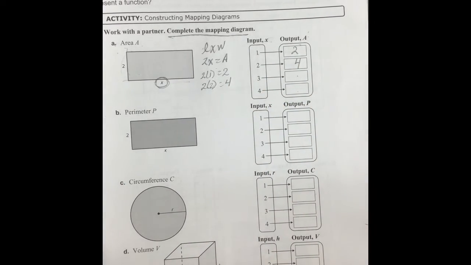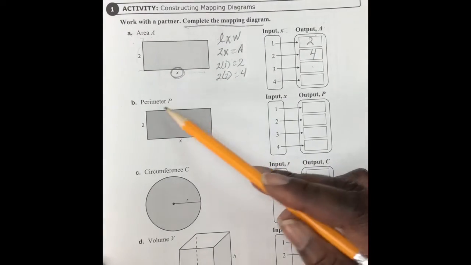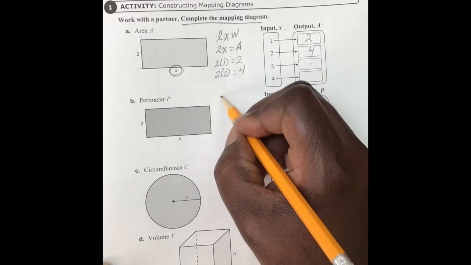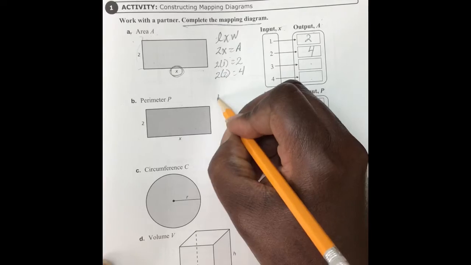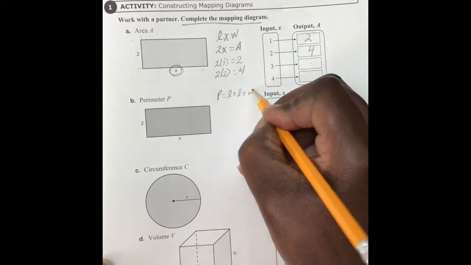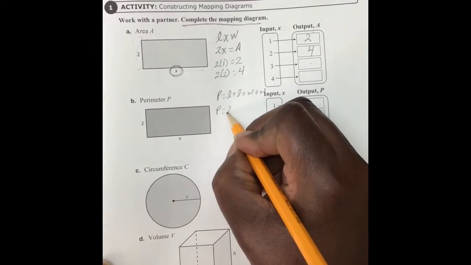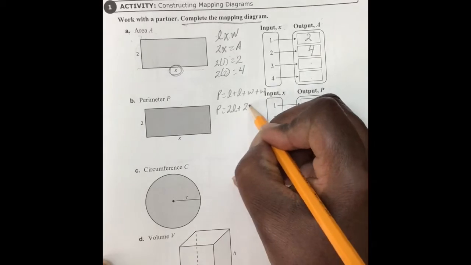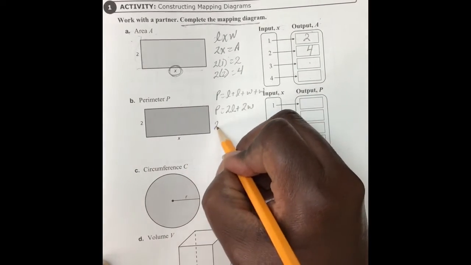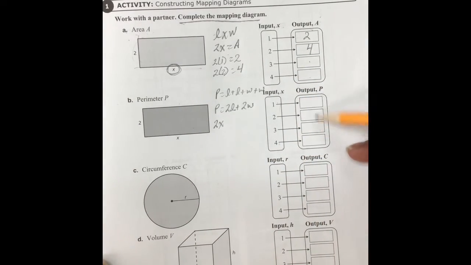Let's move forward to B, perimeter. Perimeter is plus all sides. So P would be equal to length plus width plus length plus width. Or P would be equal to 2 times length plus 2 times width. And once again, here we have 2, here we have x. And here's our input, here's our output for perimeter.